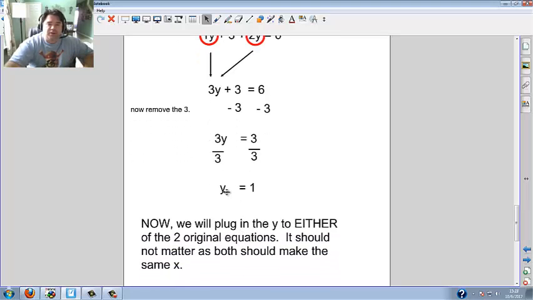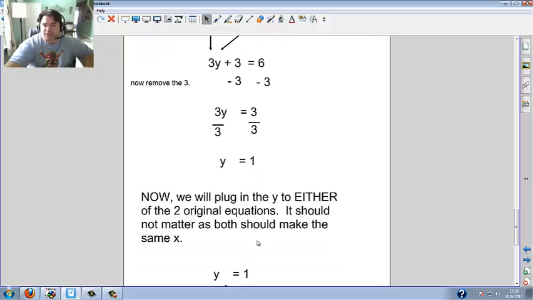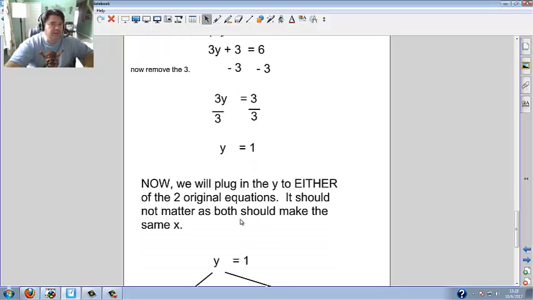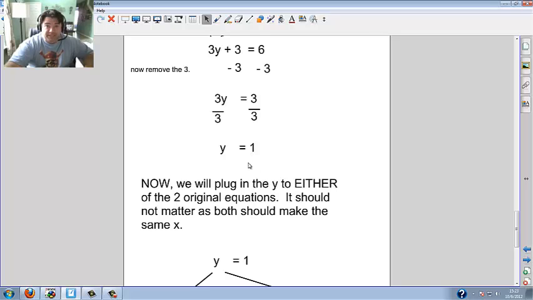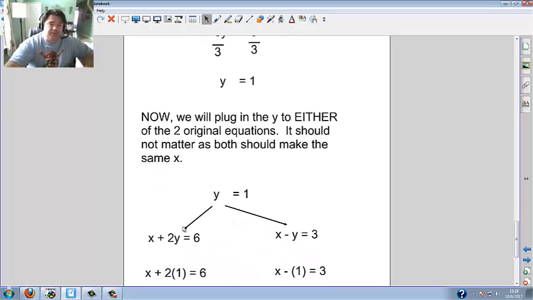If that's true, I can plug the y into either of the original equations. It should make no difference. It should give me the same x value. If it doesn't, I've made a mistake. So I'll plug it into this first guy. So x plus 2y equals 6. I've now determined that y equals 1 based on this.